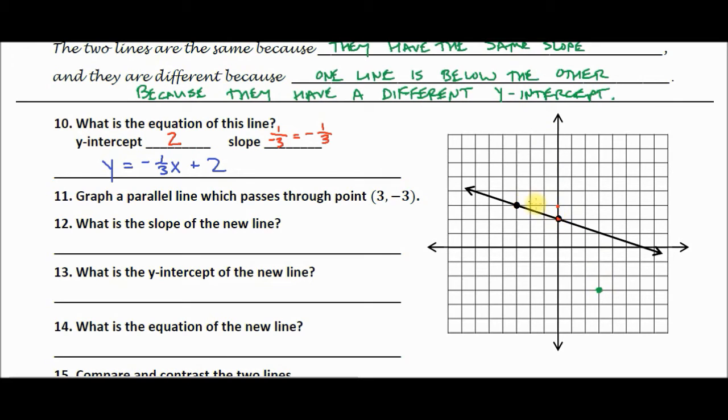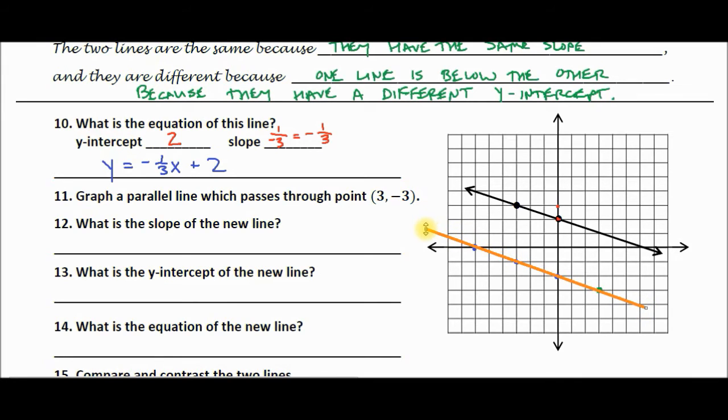So remember, on this existing line, I went up 1 and over to the left 3, so positive 1, negative 3. I'm going to go positive 1, negative 3. Positive 1, negative 3. Positive 1, negative 3. That gives me enough points. Let's go ahead and draw that line. Oh, again, I forget my line tool. Not a very pretty line.